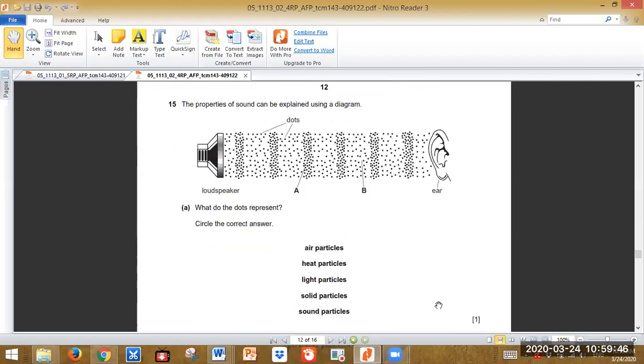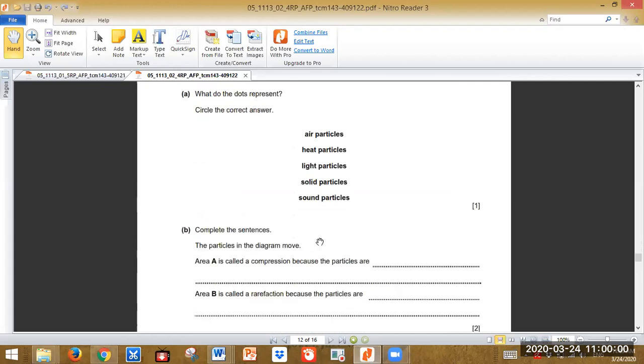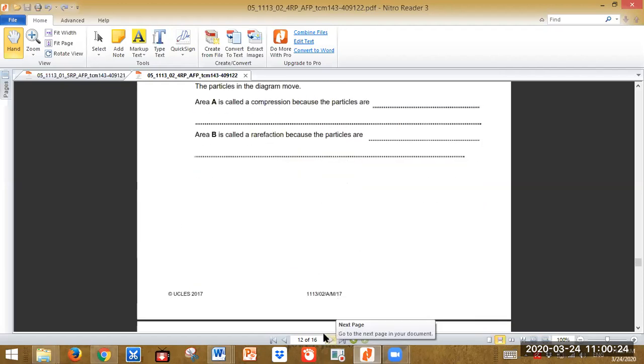Okay. Question 15. The properties of sound can be explained using diagrams. A. What do the dots represent? Air particles. B. Complete the sentences. The particles in the diagram move. Area A is called a compression because the particles are close together. Area B is called a rarefaction because the particles are far apart or away from each other. Okay? The last question is question number 17.